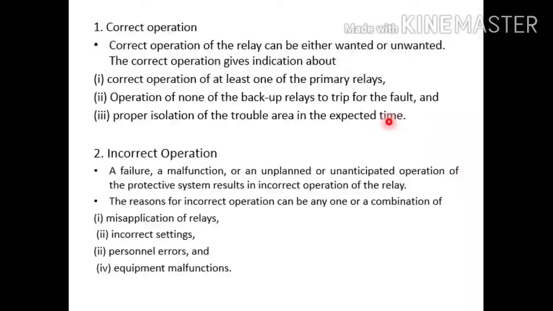Incorrect operation. A failure, a malfunction, or an unplanned or unanticipated operation of the protective system results in incorrect operation of the relay. There can be a failure or a malfunction of the relay, which is going to result in incorrect operation. The reason for incorrect operation can be any one or a combination of incorrect setting, misapplication of relays, personal errors, or equipment malfunction.